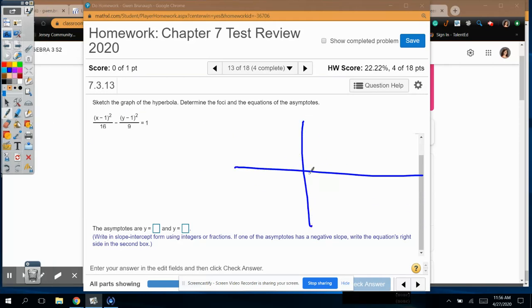Okay, so we are at 1, 1. In the x direction, I went 4. In the left direction, I went 4. And those are where the vertices are. Those are the ends of the box. It's going to go this way and this way, okay? Now I go up and down 3, and we draw in our box.